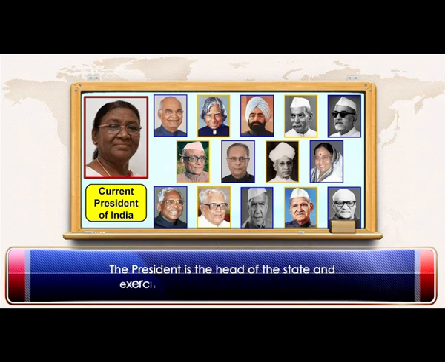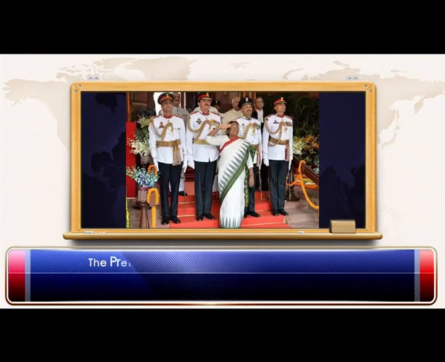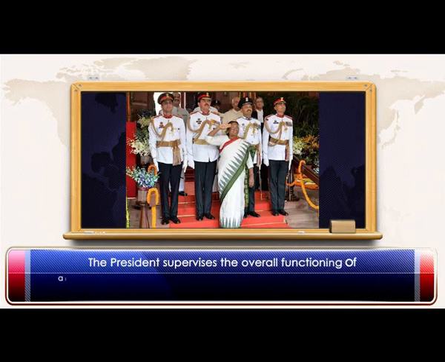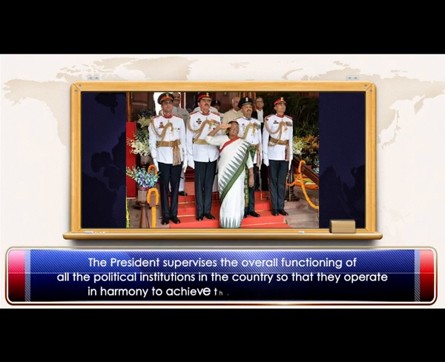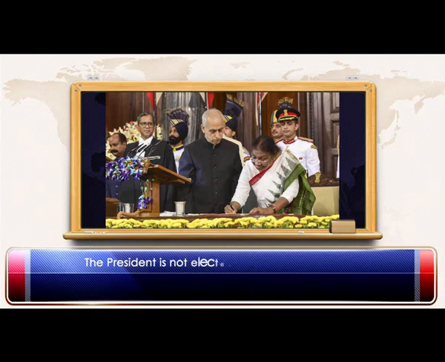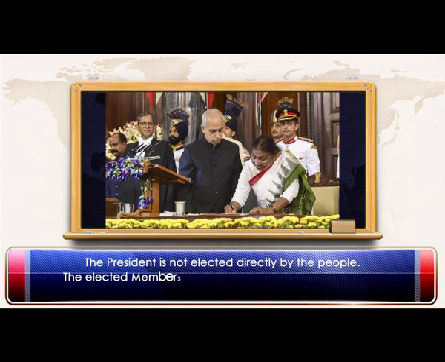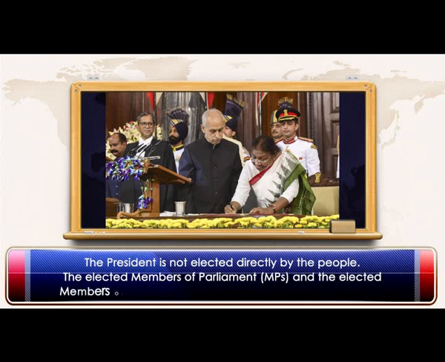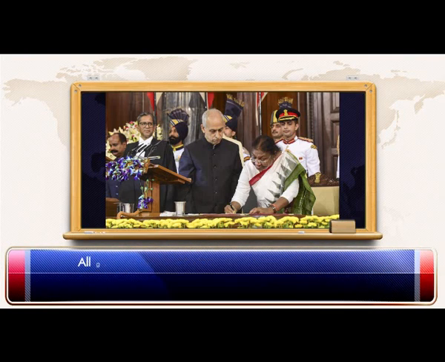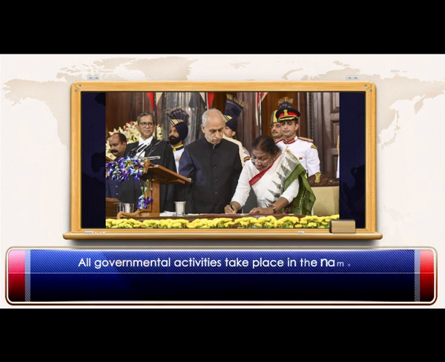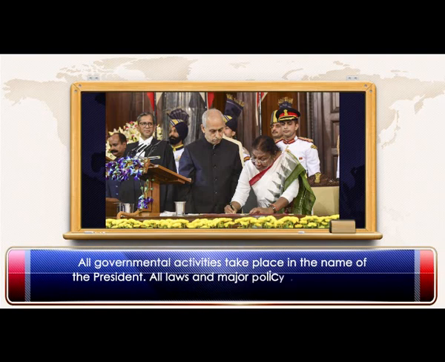The President is the head of the state and exercises nominal ceremonial powers. The President supervises the overall functioning of all the political institutions in the country so that they operate in harmony to achieve the objectives of the state. The President is not elected directly by the people. The elected members of Parliament and the elected members of the legislative assemblies elect him or her. All governmental activities take place in the name of the President. All laws and major policy decisions of the government are issued in her name.